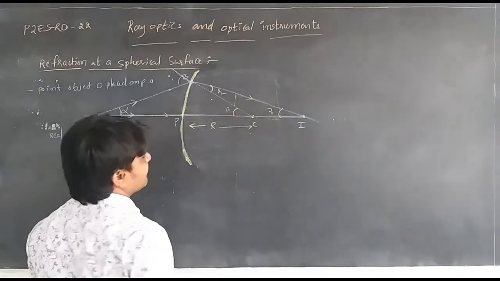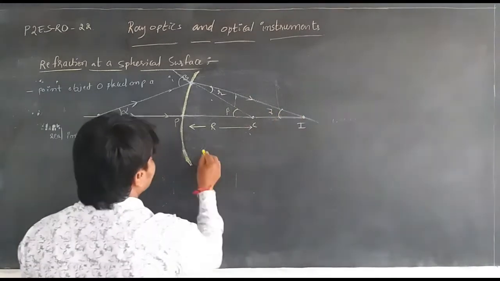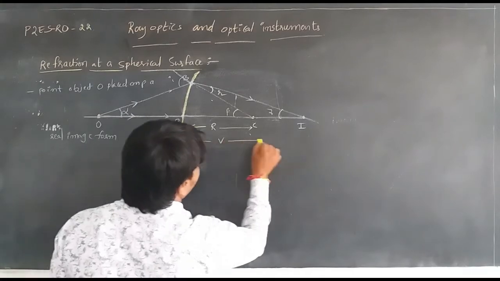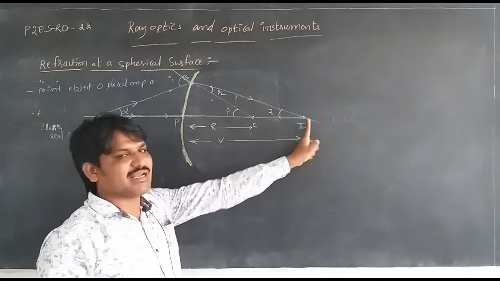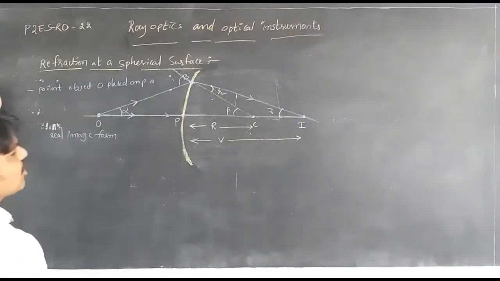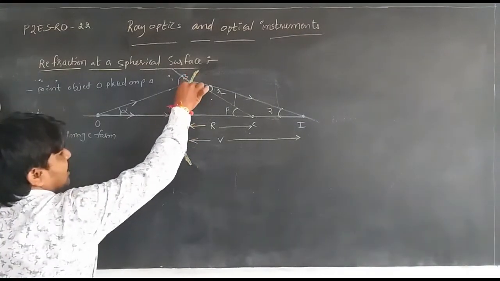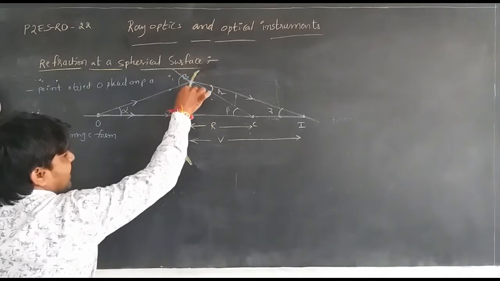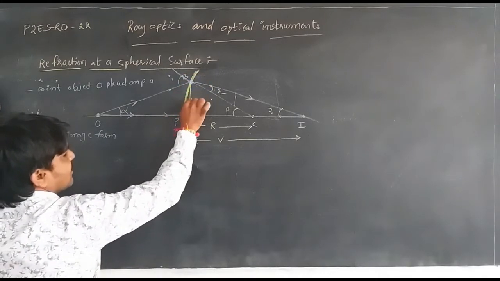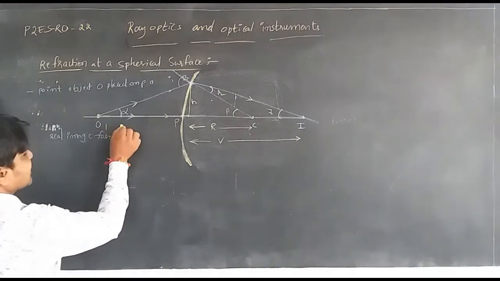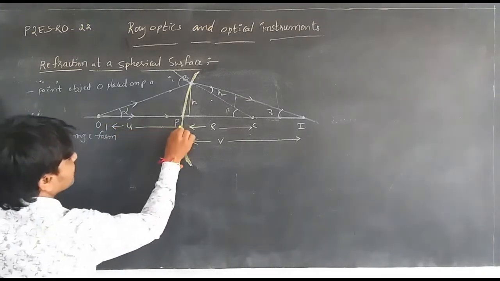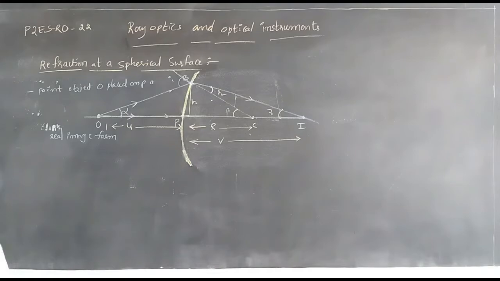This is the refractive index, where the image is formed at a distance V. The image formed here is a real image. We are taking this as a curved surface, so we take a height H, which is nothing but HB, the height, and the object distance from the pole is U.